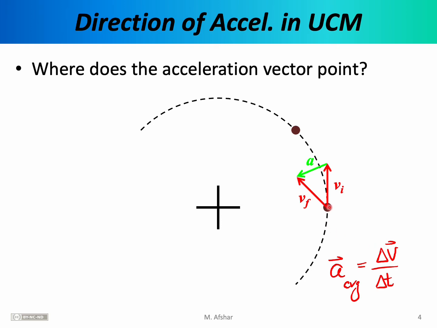If the time interval from initial to final is just 1 second, then the average acceleration vector is basically equal to delta v divided by 1. So this simply indicates that the acceleration vector does indeed point inwards towards the center. This argument says nothing about the magnitude of the acceleration vector. We'll turn to that question on the next slide.